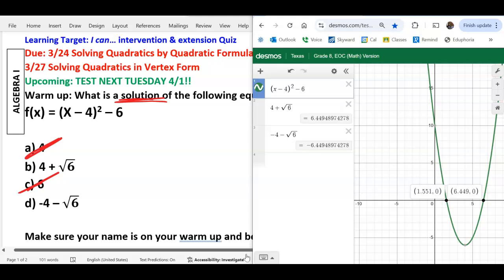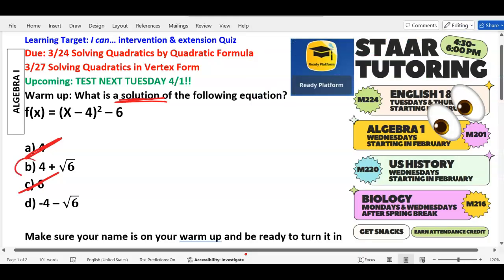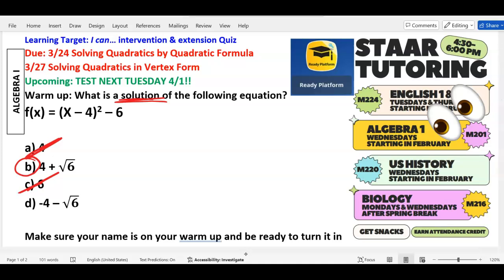These look similar, but I want you to see right here, there's a negative sign. But the answer over here, the solution, is a positive. So I can't pick the negative one. I'm going to pick this one, which is 4 plus square root of 6. No negatives. That was what we did yesterday. Do you understand? Graph if it's equal to 0, or graph if it's f of x equals. Find the solutions on the x-axis, and if you need to, compare it to the answer choices.